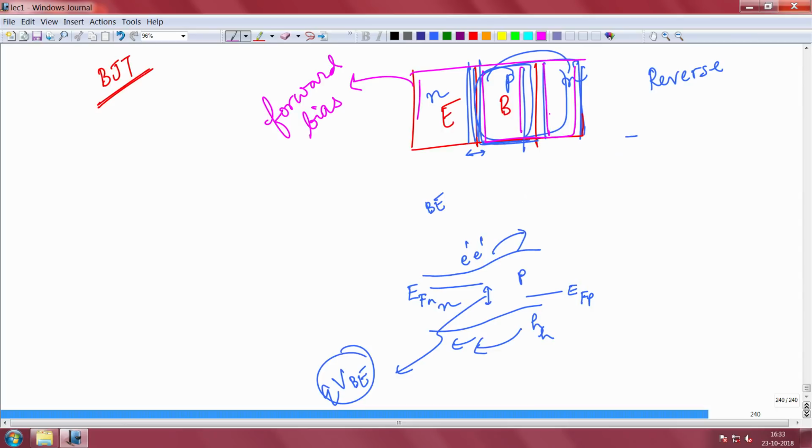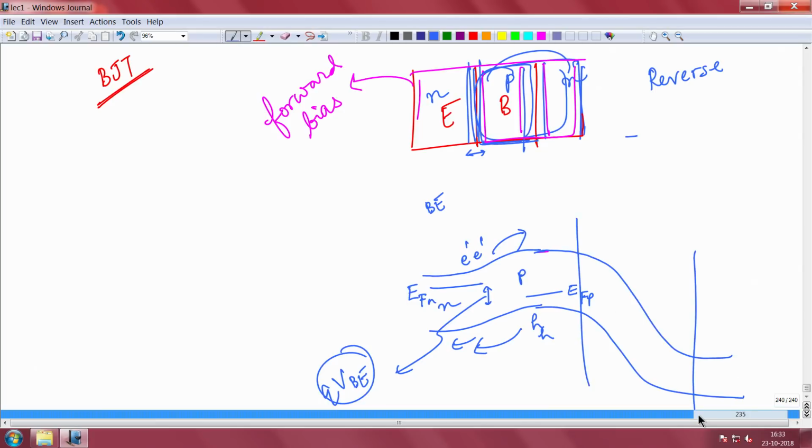The moment it is reverse biased, what will happen? Remember how a reverse bias junction looks? A reverse bias junction has a very large depletion width and a large barrier height like this. This is the collector, this is the base. So the depletion is very large, and the field is also very large. The electrons injected from the emitter to the base and the holes injected from the base to the emitter will come out through the emitter and contribute to some emitter current.